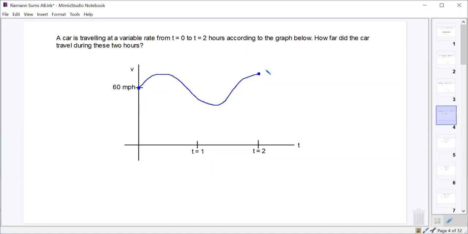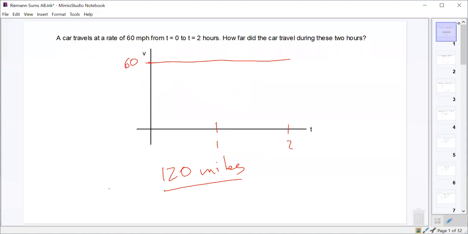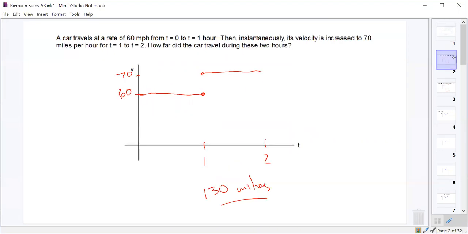Is it the area under the curve? I don't know, is it? Did that work over here? How far did I go? I went 120 miles in this first situation, right? Yeah. And if I were to find the area of this lovely little rectangle here, it's a rectangle that's 60 by 2, right? 60 times 2 is 120. What about this one?